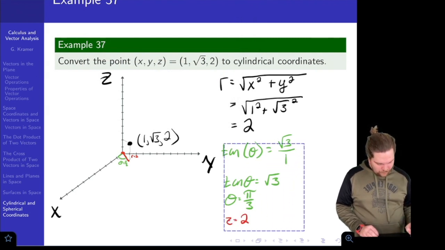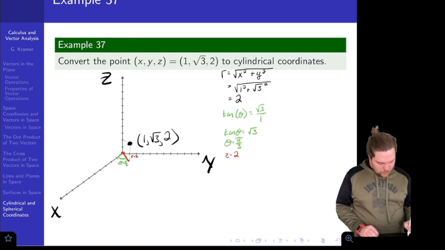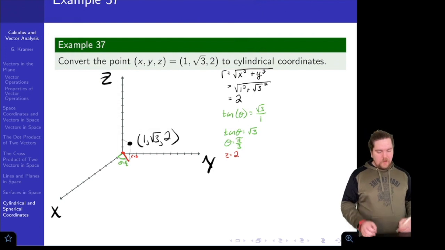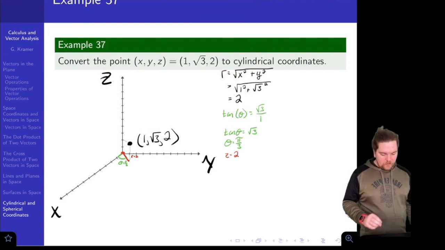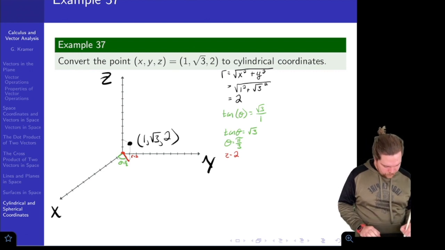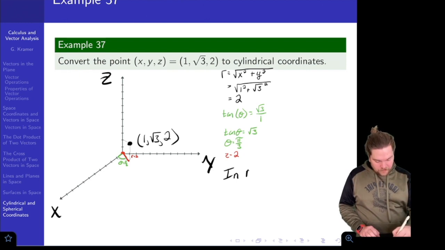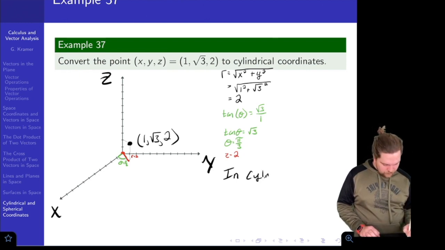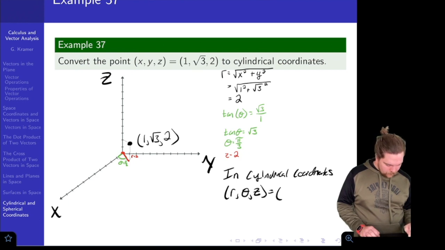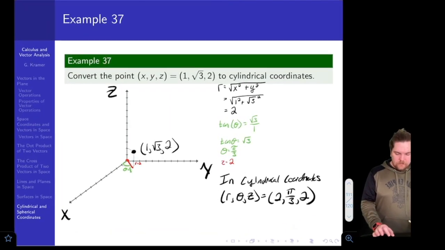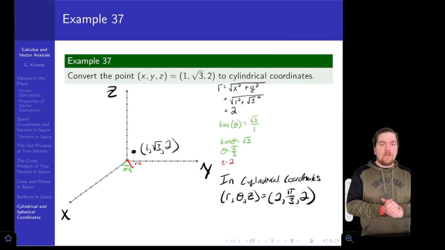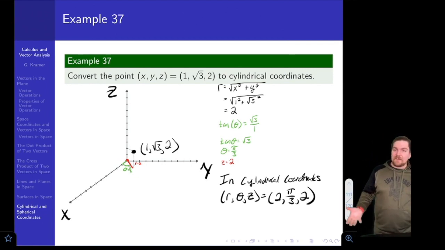Right. So combining these three key pieces of information, we can state that the coordinates of our point are going to be 2, pi over 3, 2. Or sorry, not in rectangular, in cylindrical coordinates. All right, so there we have our point represented in cylindrical coordinates.